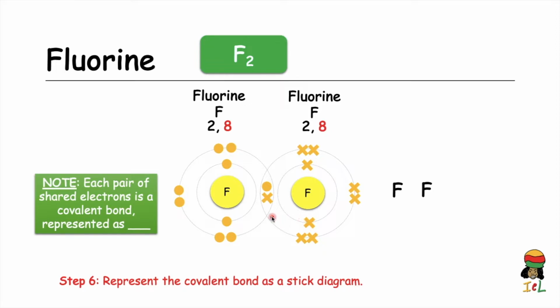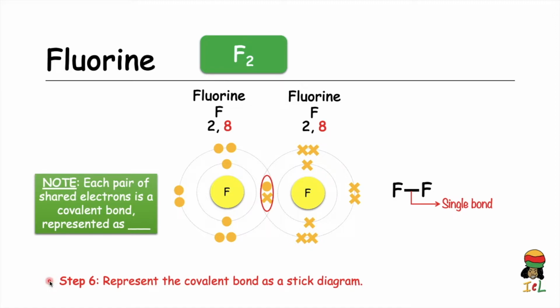So let's check to see how many pairs of shared electrons were involved in this bond. And as we can see, there's only 1 pair, and as a result, we draw 1 bold line between the symbols of the fluorine atoms. And when we have 1 covalent bond between 2 atoms, we call that a single bond.